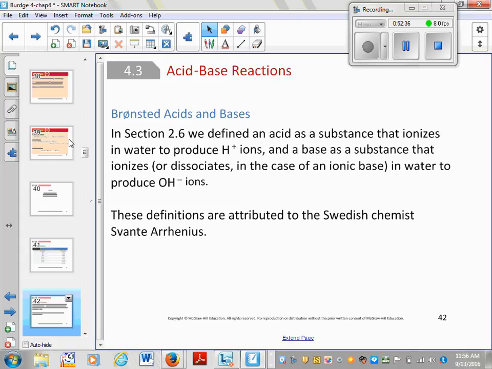Well, yeah, that worked pretty good for a while, until someone said, well, hey, here's good old ammonia. Ammonia is a base. If you look at sodium hydroxide in water, it goes to Na plus and OH minus. So there's the Arrhenius definition of a base. But ammonia, NH3, is a base. Where's the OH coming from? There's no O. So something's wrong here.